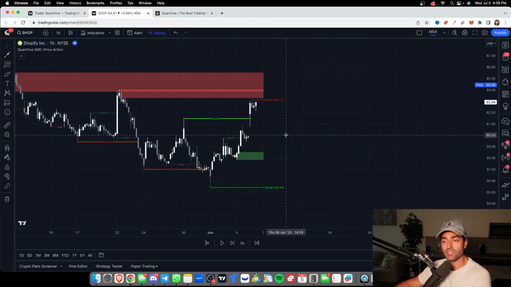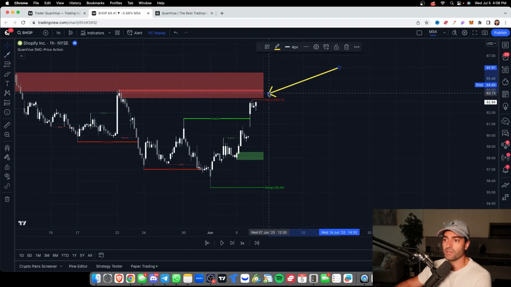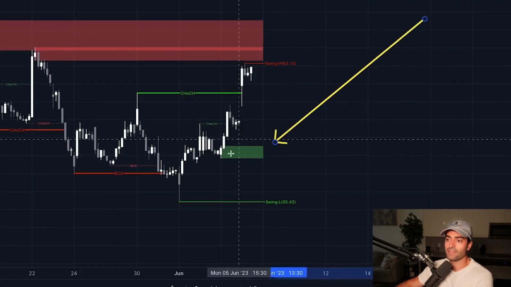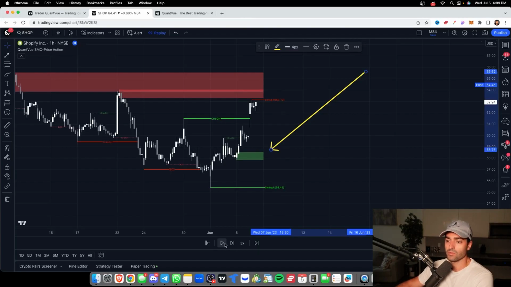So if you wanted to potentially catch this upswing, rather than jumping right in here, you can see that we're clearly approaching this supply zone. So what we always recommend is to wait for a pullback at this demand zone here. So let's resume the replay.